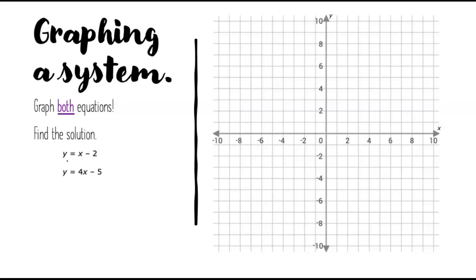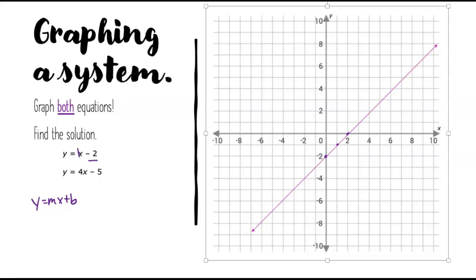Okay, graph both equations. y equals x minus 2 and y equals 4x minus 5. That we can do because we know how to graph in slope-intercept form, right? y equals mx plus b. So in this equation, we would start at -2, there's our b. And then our slope in front of our x, that would be that imaginary 1. So up 1, and as a fraction would be up 1 over 1. We could go up 1 over 1, and then we could draw that line. All right, so there's one line.